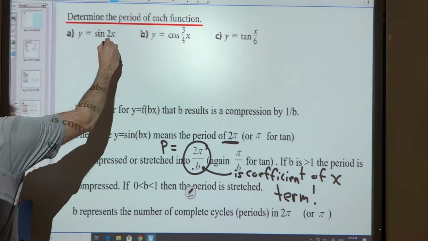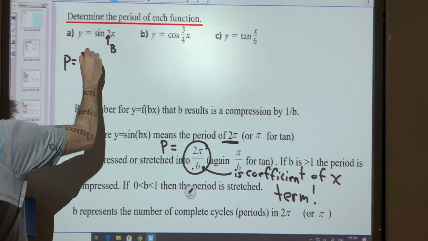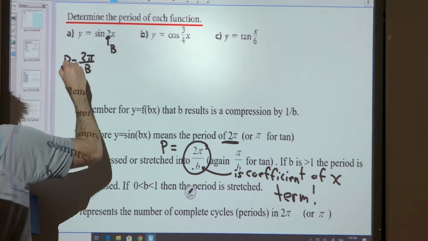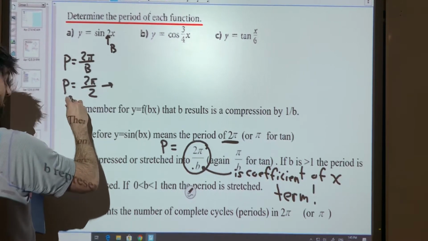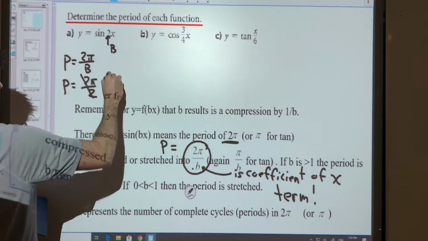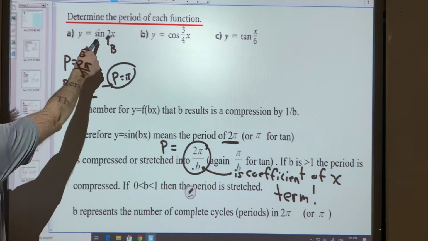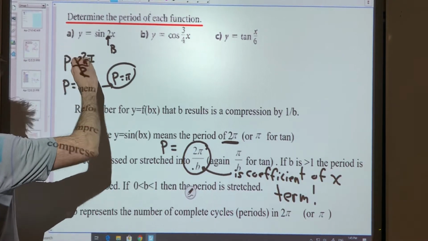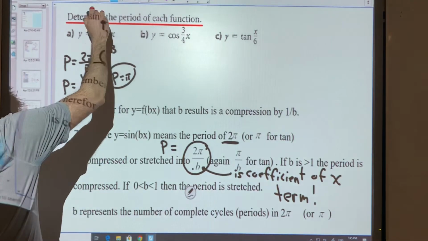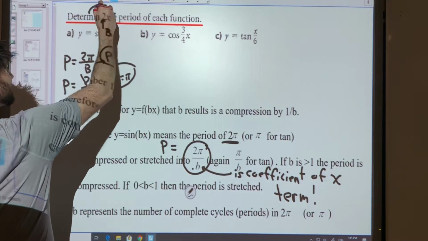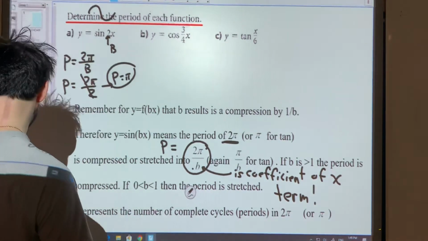So for this one, there is my b value. When I go find my period, I go 2 pi over b, and I just plug in my b value. So it's 2 pi over 2. And if you can simplify, which you can, the 2's cancel out, and you get the period is pi. So what does it mean? It means that if I were to sketch this graph, one cycle of sine would happen in pi units. This is what sine looks like, so that shape would happen one time in pi units. Very important for later when we graph them.